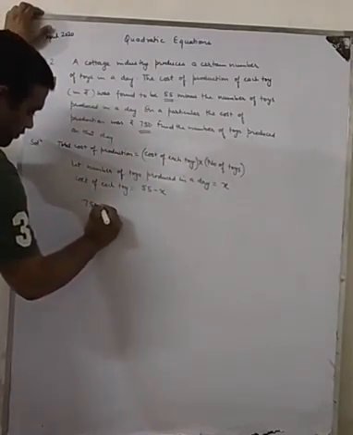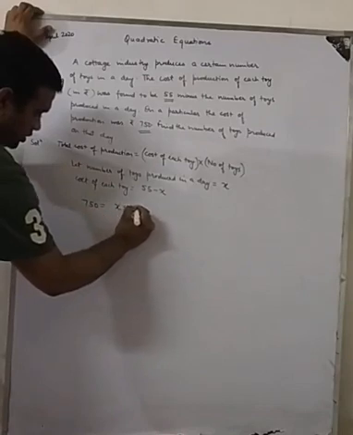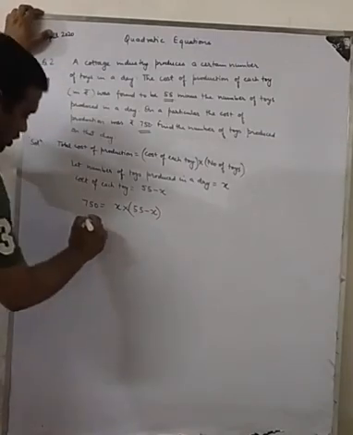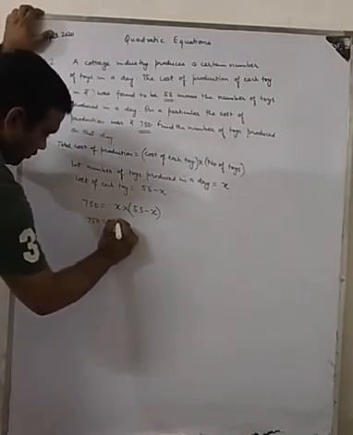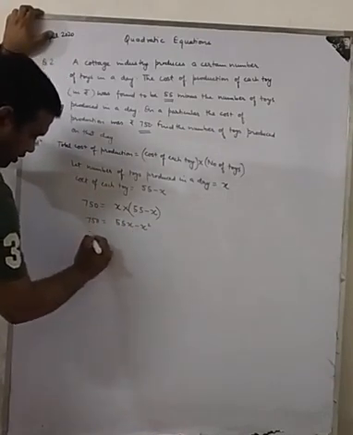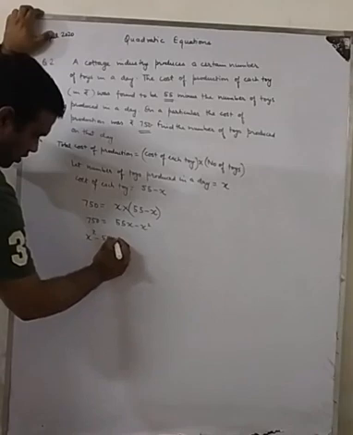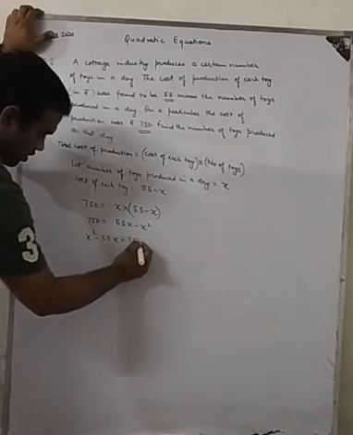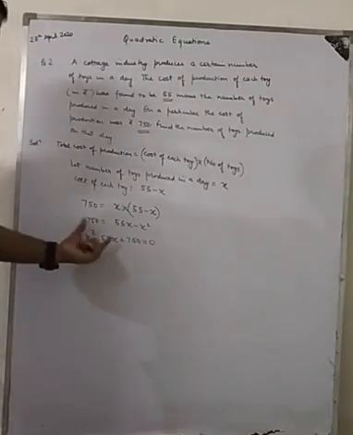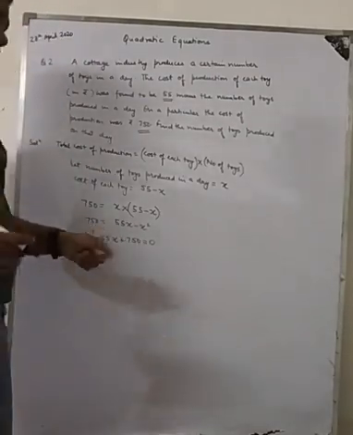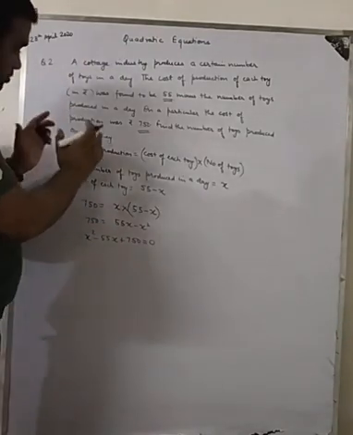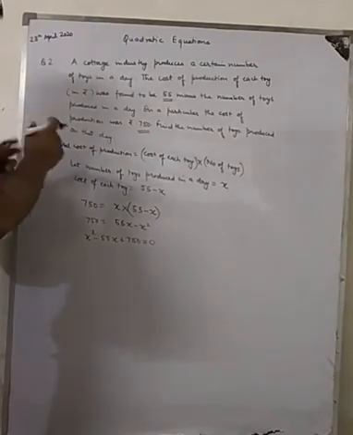Now according to the question, on a particular day it was 750. So 750 is equal to X into 55 minus X. So 750 is equal to 55x minus x square. We are keeping everything on this side. So this is how we form the equation, and after that we will solve this. This will be 25 into 30, and this will give me the solution for the number of toys as well as the cost of each toy.